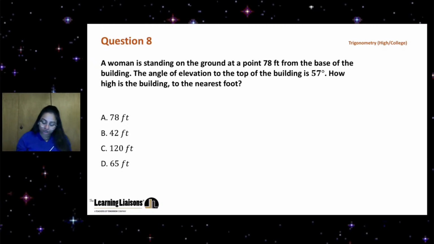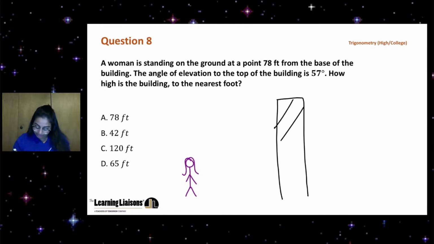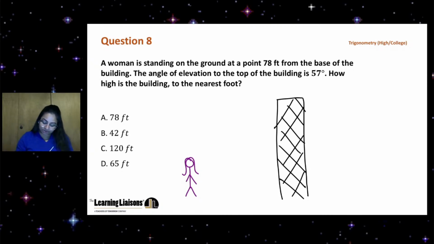Okay, so let's draw our person. Let's make a purple. Here's my woman. Then let's go ahead and make a building. Make our building black. There's a building, right? It doesn't have to be perfect, it just has to be there. And they tell me that the woman and the building are how far apart? 78 feet. I'm going to put 78 feet there.